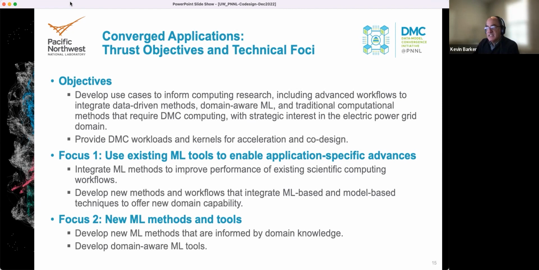So improving the performance of existing scientific computing workflows, and developing new methods and workflows that integrate machine learning and other data-driven science methods with model-based or physics-informed methods to offer new domain capabilities. People have been talking about physics-informed machine learning for a number of years now. But when we were spinning up DMC, this was a fairly novel concept. And so, we definitely pushed hard to develop physics-informed learning methods under this project.